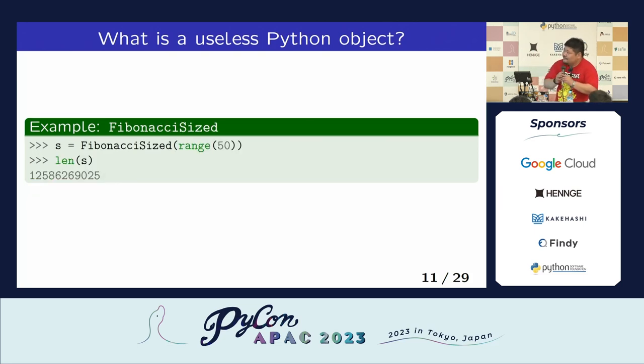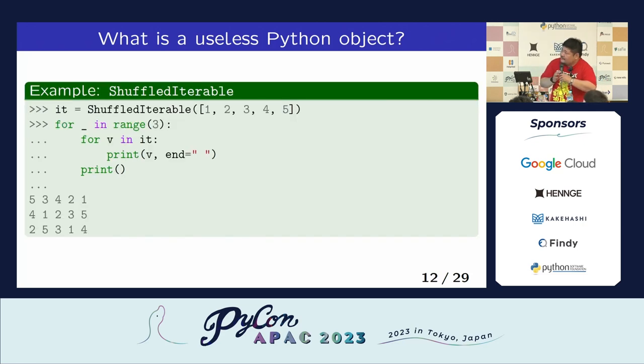Next, Fibonacci size. Fibonacci size has a range of 50. I would expect it to return a size equal to 50, but it returns a big integer. The 50th Fibonacci sequence element is a too big integer.